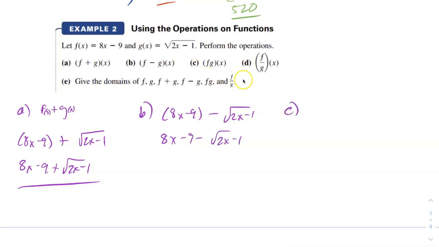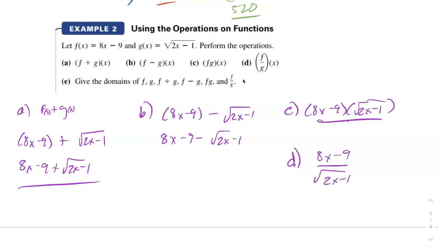C, they want me to multiply them. So 8x minus 9 times radical 2x minus 1. I guess this one I can distribute, but there's not really much to do. Probably distributing this way. But honestly, I'm just leaving it at that. I think that's a better answer. There's nothing else I could do. That's that. D, f over g, so 8x minus 9 over radical 2x minus 1. So there we go.